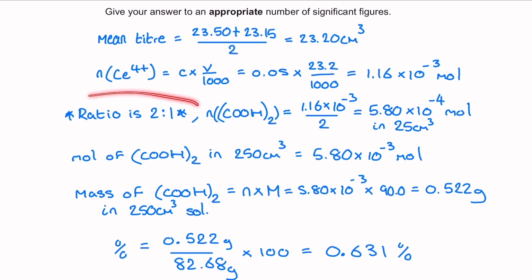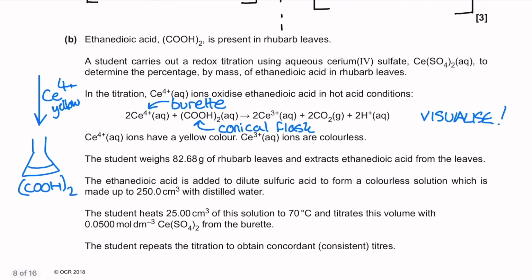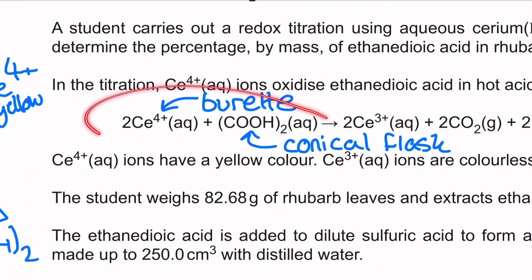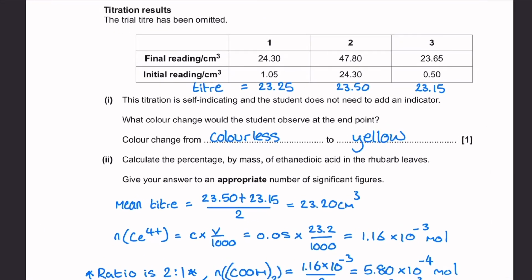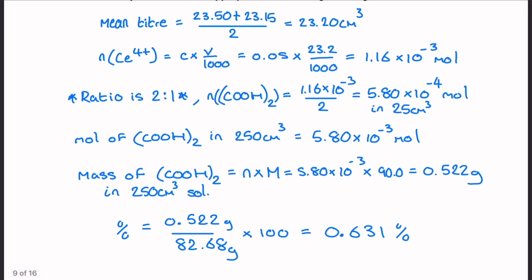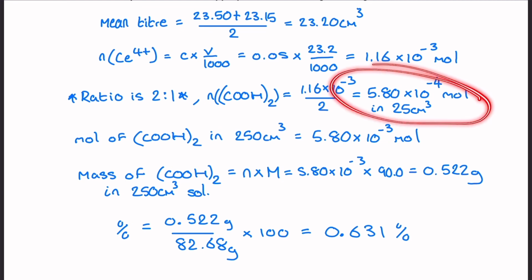Now, according to the reaction equation, the ratio is 2 to 1. And so, if I look in my equation just here, since I'm going back towards this ethane dioic acid, I'm going from 2 to 1 through there, I'm going to copy that ratio. And what I'm going to do with my data is I'm going to divide the moles of the solution from the burette, the cerium 4 plus, by 2 to mimic that ratio in the reaction equation to give me a number of moles here.